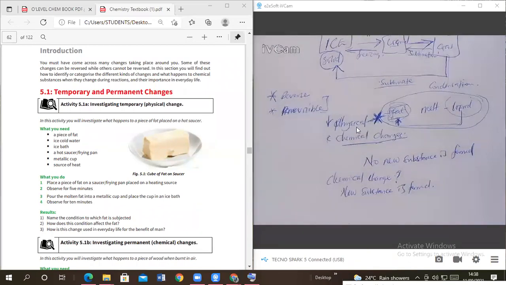Thank you very much. So here, if you melt the ice, or if you melt this fat, it is just going to change state from solid to liquid. If it cools, it turns back to a solid fat. That is a physical change. It has just changed physically.